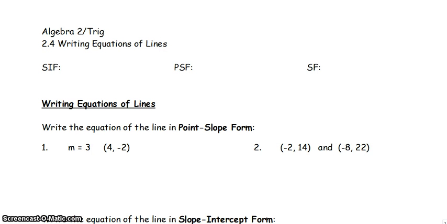Hello, today's video is on Chapter 2, Section 4, Writing Equations of Lines. There are three different forms that you need to be able to write equations in. The most familiar is slope-intercept form, which is y equals mx plus b. Second is point-slope form, which is y minus y1 equals m times x minus x1, where you have your slope m, and you're going to plug in a point x1 comma y1.